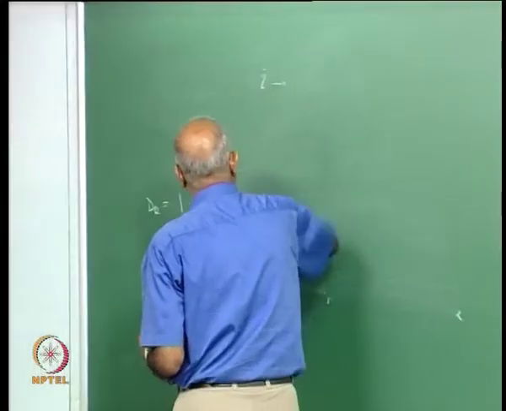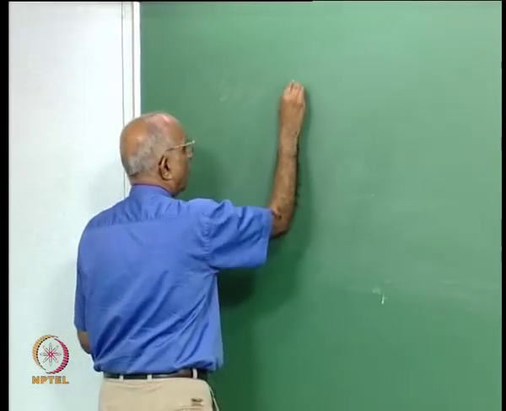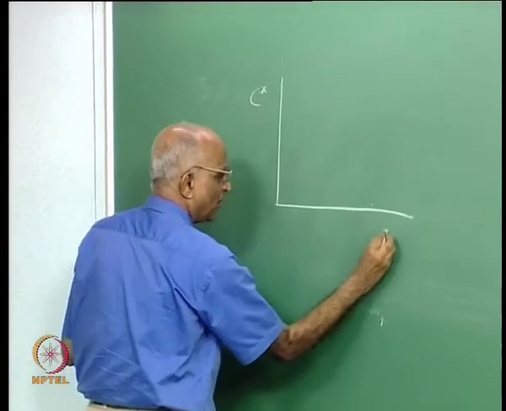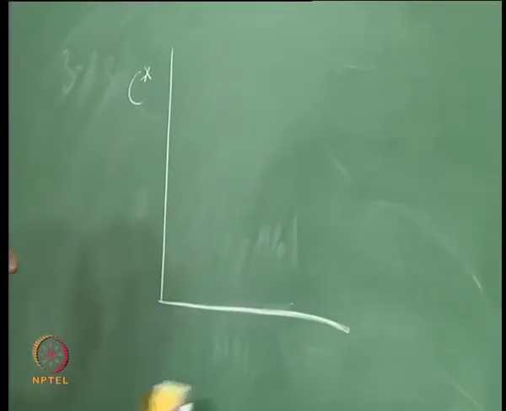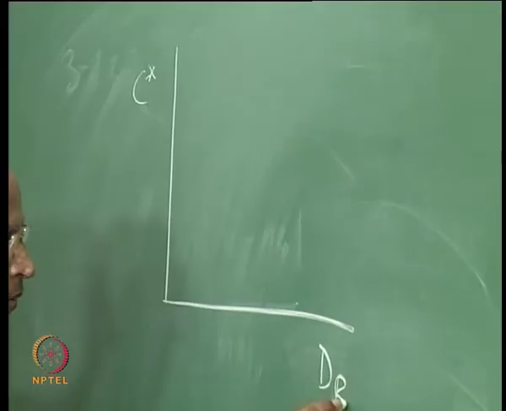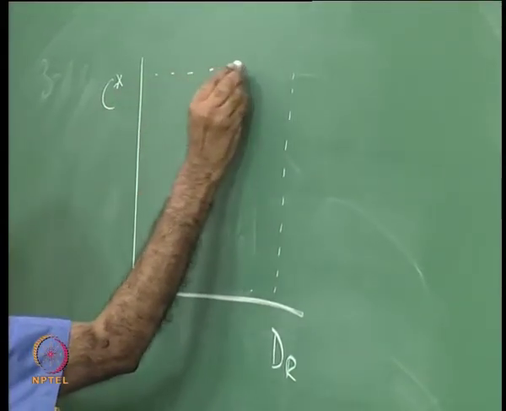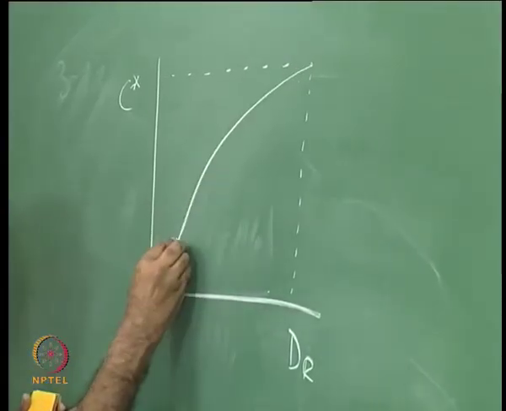Well, let's plot it out. I have the value of c star as a function of dr. When the distribution parameter is unity, I get the value corresponding to the maximum. As the distribution parameter decreases, my value falls down.